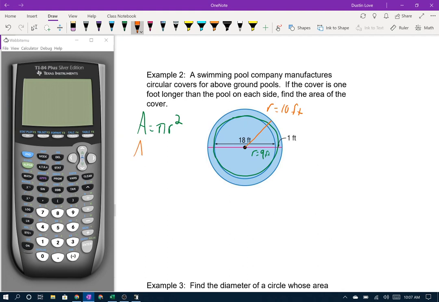Now we jump over and plug that in. Area equals pi times 10 feet squared. And then 10 times 10 is 100 pi feet squared. And it doesn't ask us to round, so we're going to leave that alone as 100 pi feet squared.